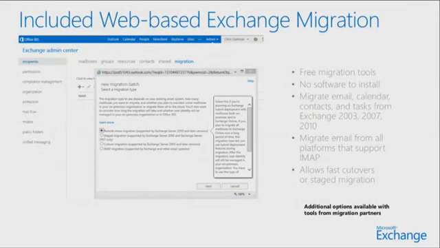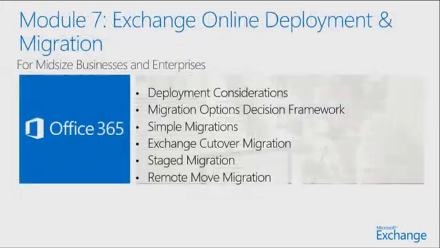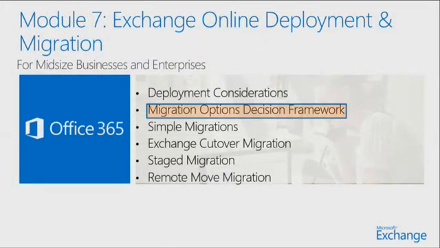So we have some included web-based Exchange migration. There are some free migration tools, no software to install. Migrates email, calendar, contacts, and tasks from Exchange 2003, 2007, 2010. Migrates email from all platforms and supported IMAP. And allows for fast cutover or staged migration. These are included tools. This slide says there are additional options available with tools from migration partners. Microsoft does have some approved migration partners.